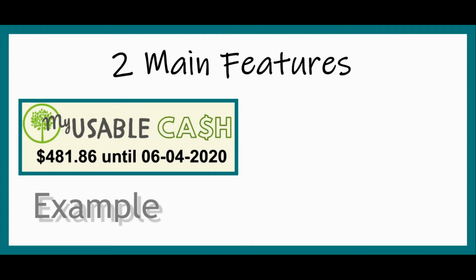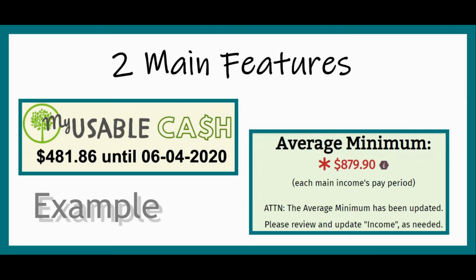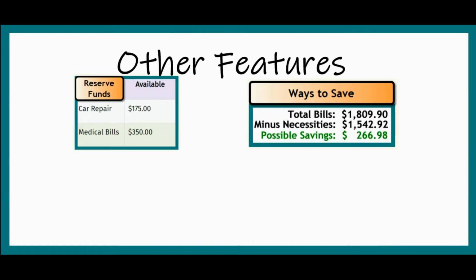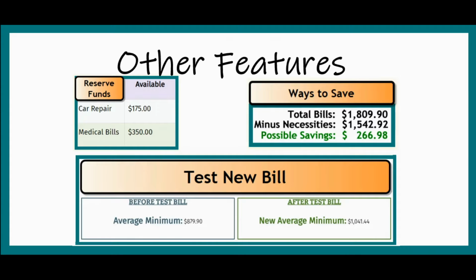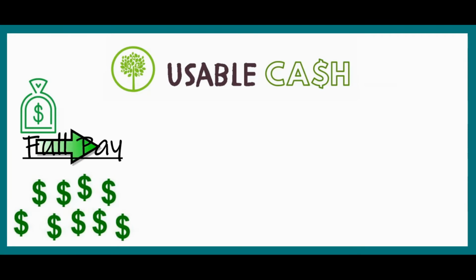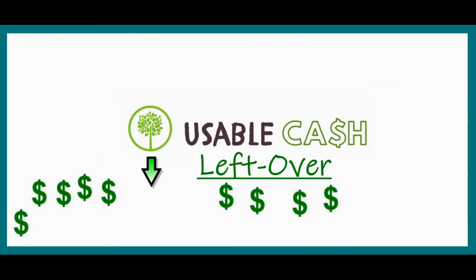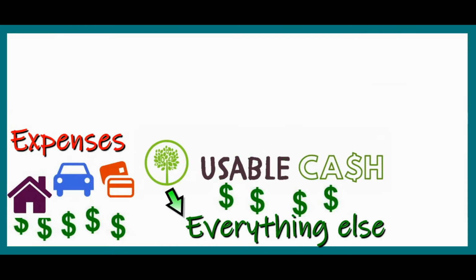The two main features are the usable cash and the average minimum. Other features include reserve funds, ways to save, and test new bill. First off, the usable cash is the leftover day-to-day available amount after all the entered expenses.